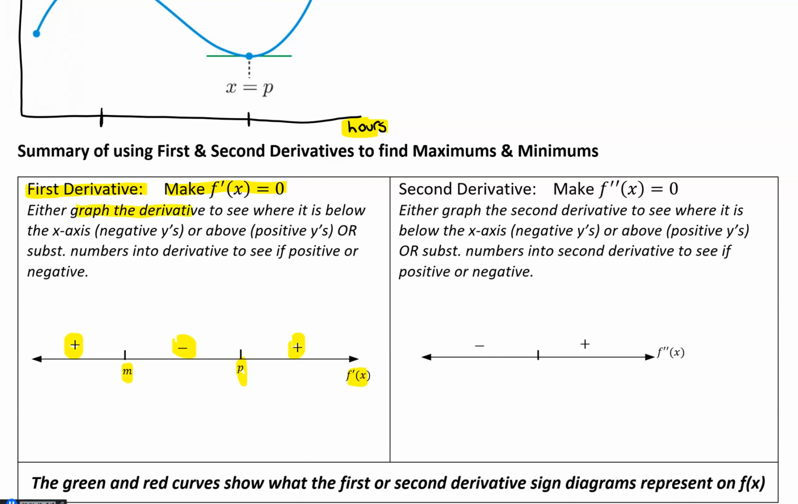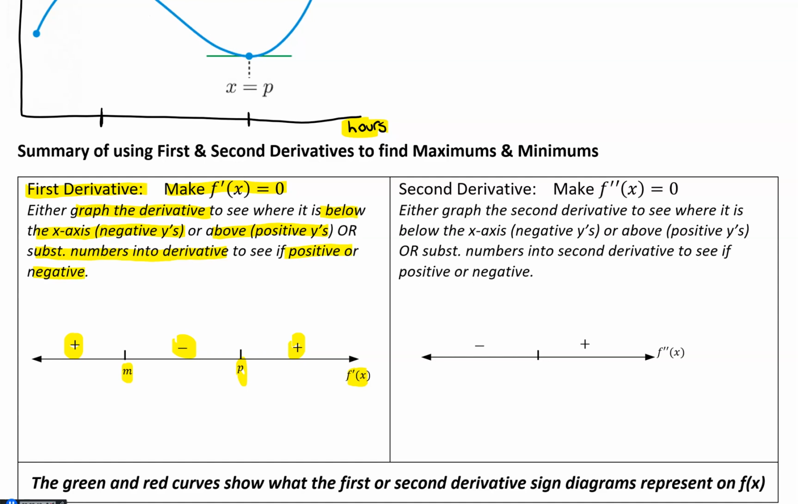You can either graph the derivative, and of course you would be graphing the derivative because this is a sign diagram about the derivative. And if you're graphing, you are simply looking where it is below the x-axis, because that is where the y values are negative, or above, which is where the y values are positive. Or, basically the same thing, substitute some numbers into your derivative to see if they're positive or negative answers.